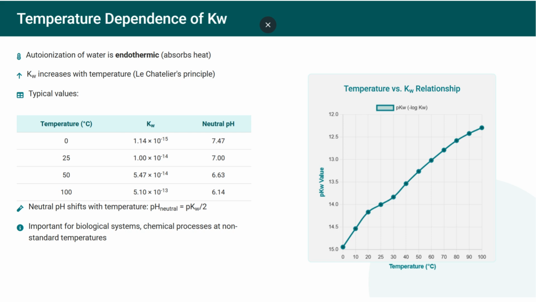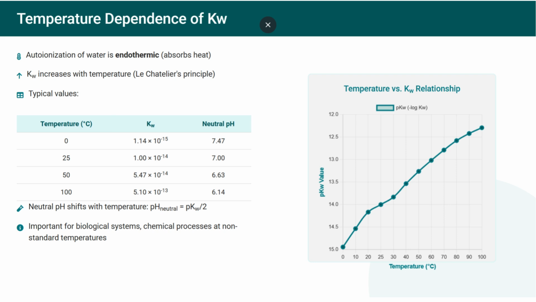At 50 degrees Celsius, Kw rises to 5.47 times 10 to the negative 14, and the neutral pH drops to 6.63. And at 100 degrees Celsius, Kw is 5.10 times 10 to the negative 13, with a neutral pH of 6.14. The key formula to remember is that the neutral pH shifts with temperature and is equal to pKw divided by 2. This is incredibly important for biological systems and chemical processes that occur at non-standard temperatures.